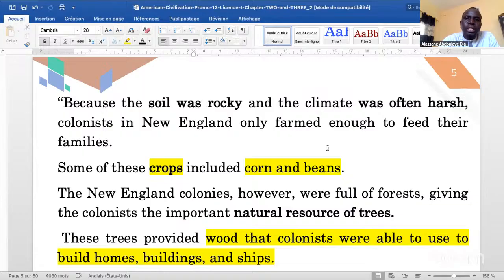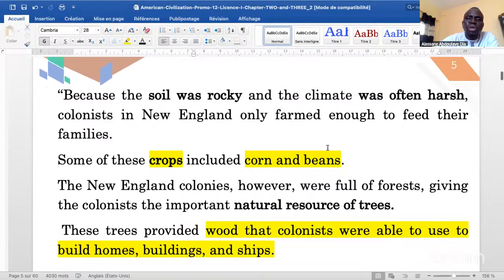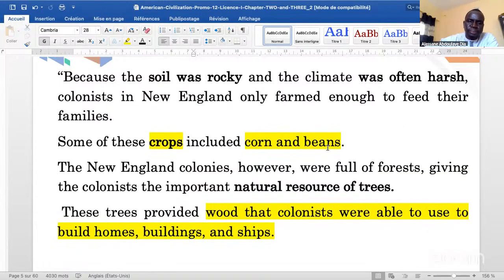So the inhabitants of the New England colonies could only farm enough for their families. So it means what they were cultivating, what they were growing was only sufficient for their families. It could not be used for a lot of business. All right, that was the reality. And next is some of the crops.